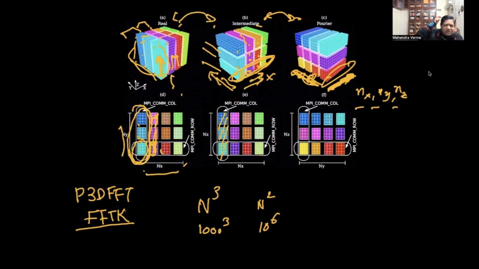Now, if I'm doing something like 512 cube, then 1000 processors is fine. But if I'm using a large number of processors, say 10,000 processors, then I simply cannot use slab decomposition. That's one point.